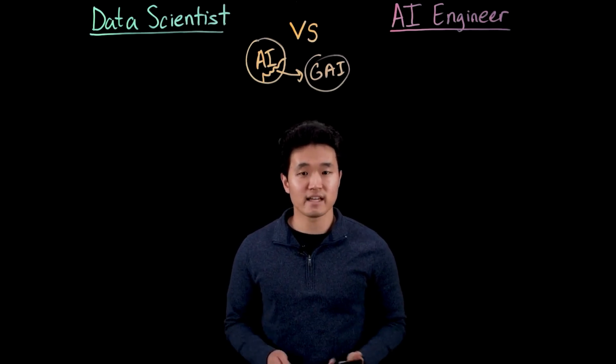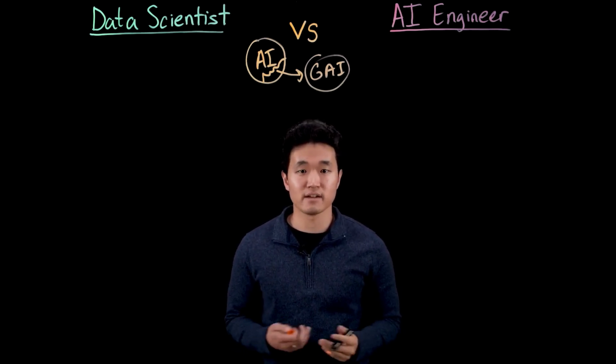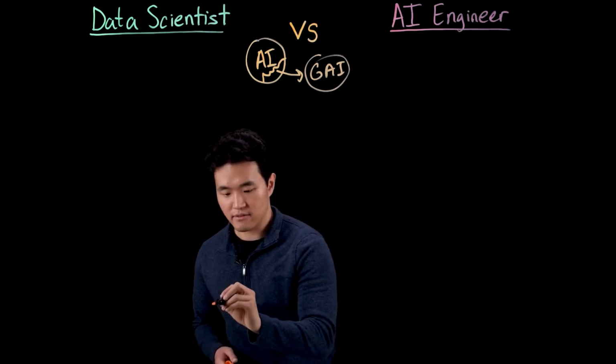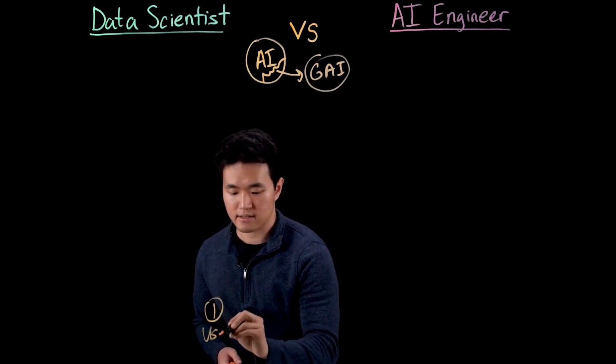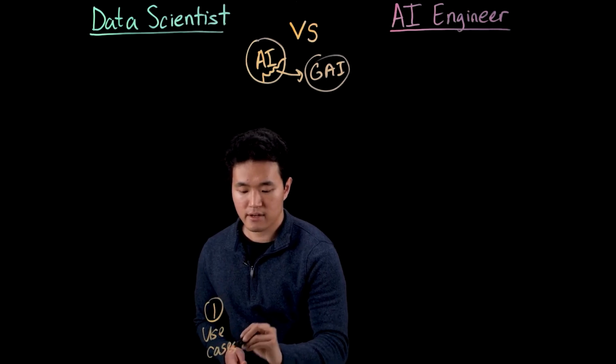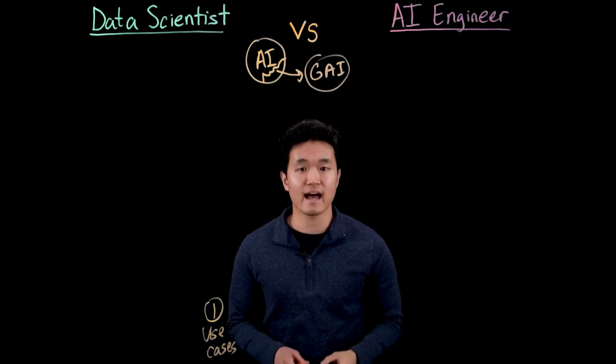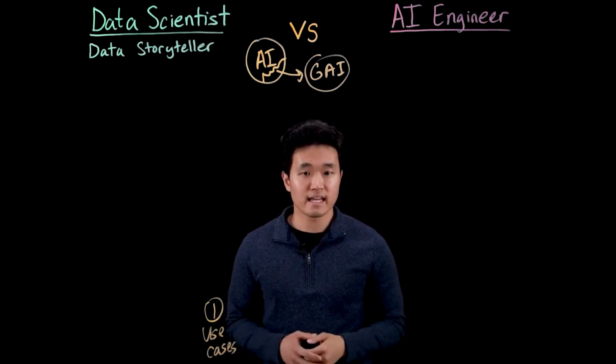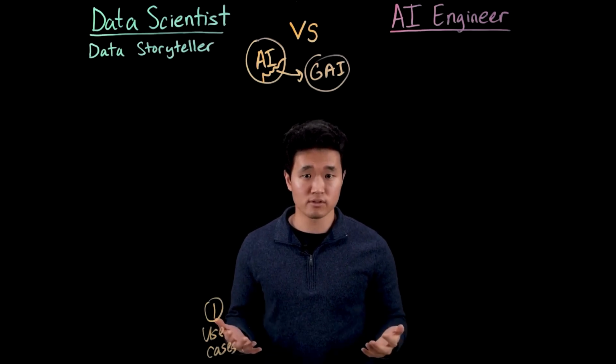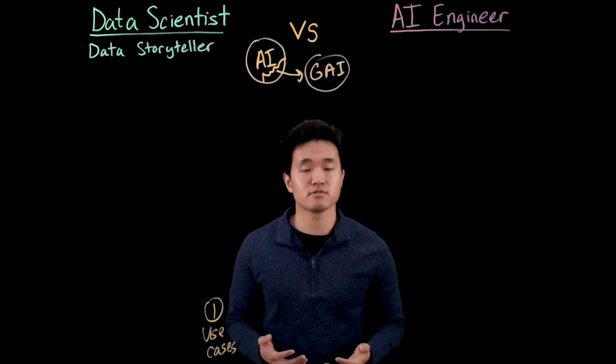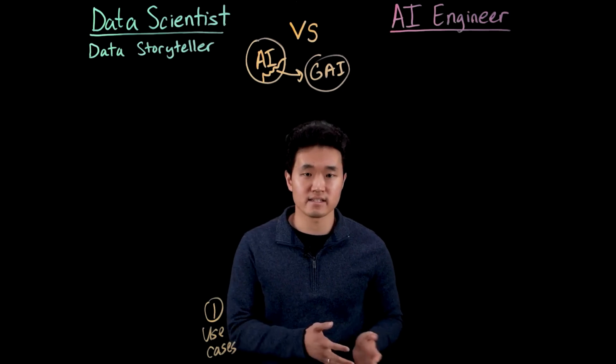Okay, so now that we understand the landscape, let's dive into the differences. The first area of difference lies in the use cases. So at a very high level, think of a data scientist as a data storyteller. They take massive amounts of messy real-world data, and they use mathematical models to translate this data into insights.